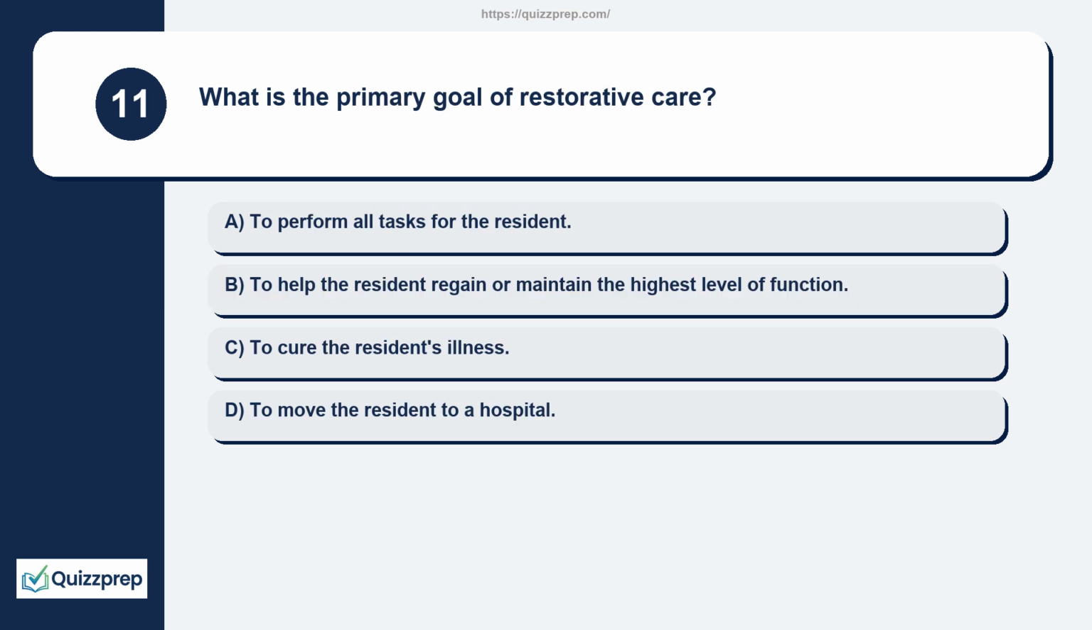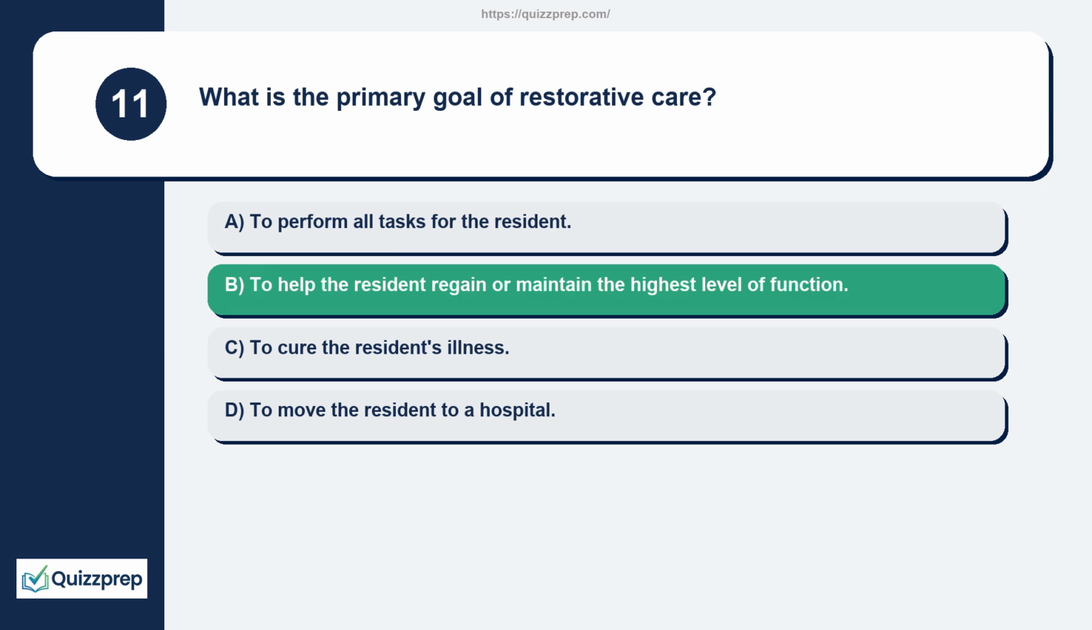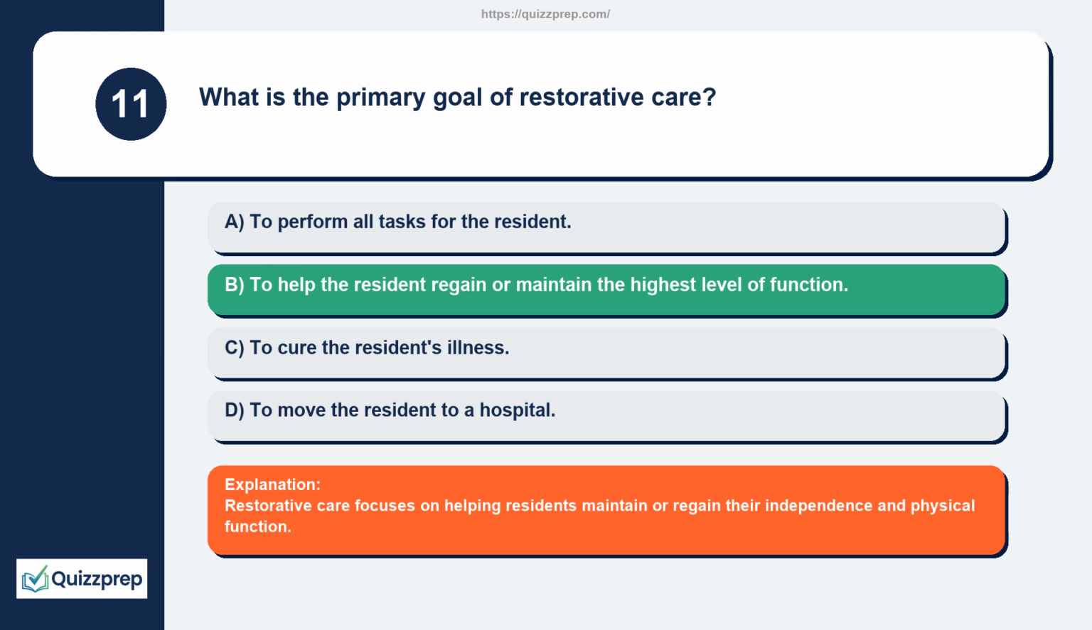Question 11. What is the primary goal of restorative care? To perform all tasks for the resident. To help the resident regain or maintain the highest level of function. To cure the resident's illness. To move the resident to a hospital. Restorative care focuses on helping residents maintain or regain their independence and physical function.